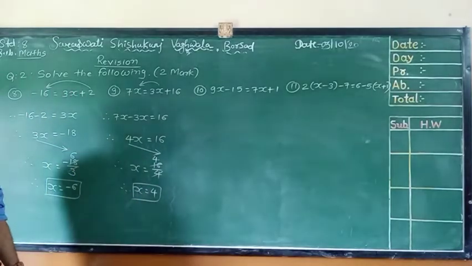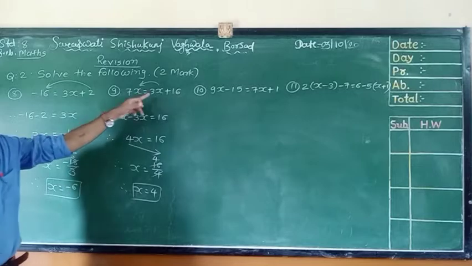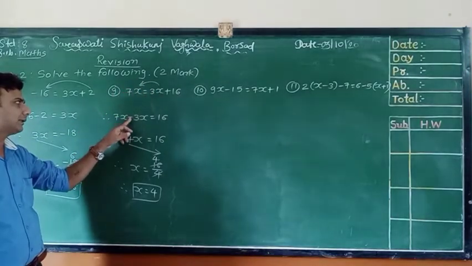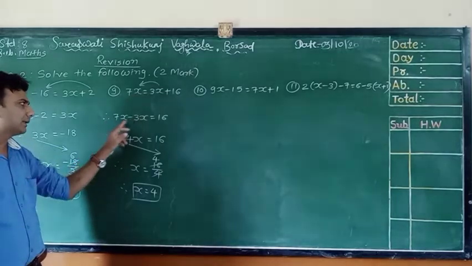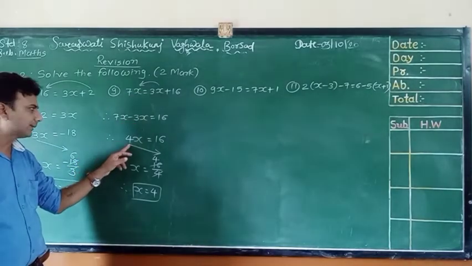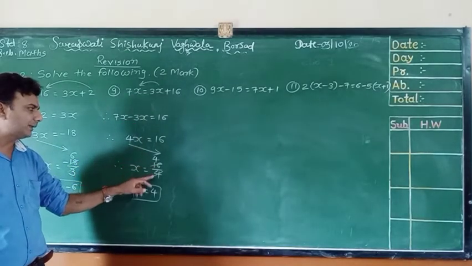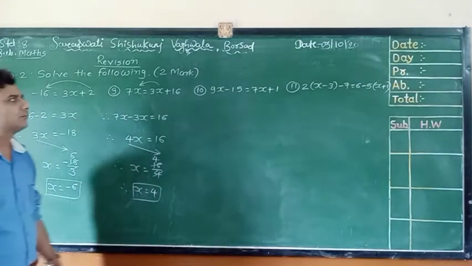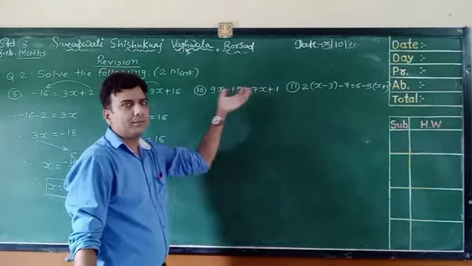Is this clear? So here 3x will go to this side, so we have to change its sign. Minus plus will become minus. 7 minus 3 is 4x. 4 is going in downside. 16 by 4. 4 4s are 16. x equal to 4. Now both sides have variables given, on the left hand side and the right hand side.